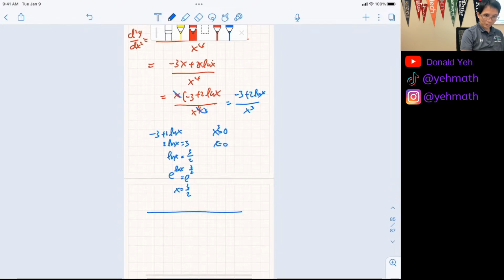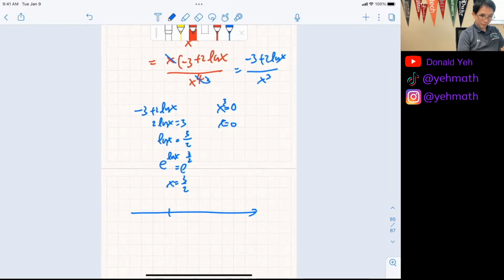Yeah, I got 3 halves. e to the 3, oh, I didn't write down e. Okay, so e to the 3 over 2, and 0. I will not repeat myself.